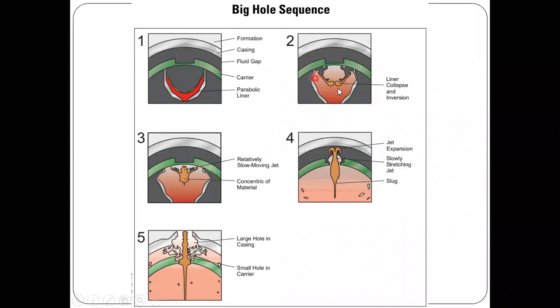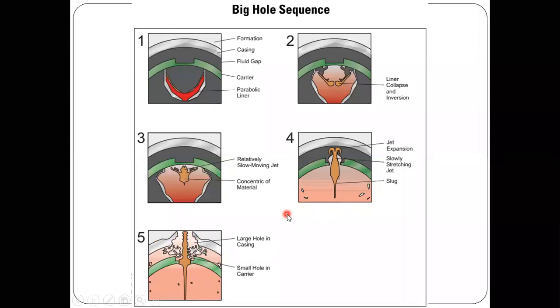So it's quite different shape, and that's how you get a very slow moving jet. And here the material is concentrated. Then the slow moving jet will penetrate first through the carrier, then it is going to penetrate through the casing and cementing. Here you can see the large hole in the casing is developed and a very small hole in the carrier. So in the carrier the hole is very small, but it will create a very large hole in the casing.